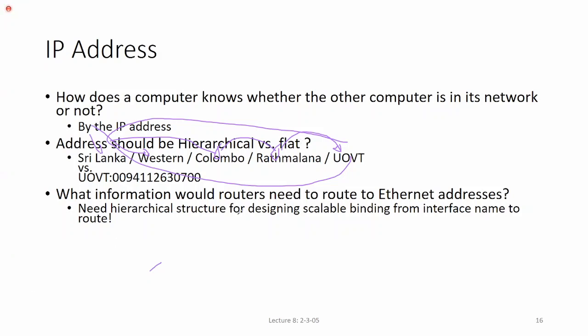Need a hierarchical structure for designing scalable binding from the interface name to the route, right? So from this IP address, there should be some relationship to the route or the path that we have to take, right? So that is the basic requirement. The router needs to look at the IP address and understand where this should go next, right? So that information should be possible to gather from the IP address that we are providing.